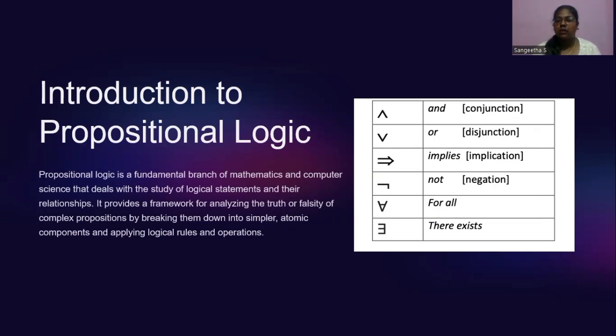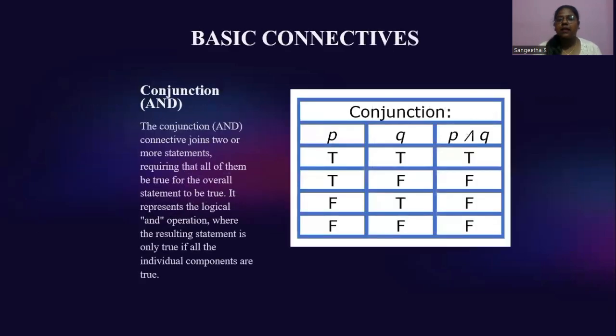A few logical operations are conjunction, disjunction, implication, negation, conditional, and biconditional propositions. Basic connectives. There are basically three connectives, which are conjunction, disjunction, and negation. Conjunction is nothing but the AND statement.